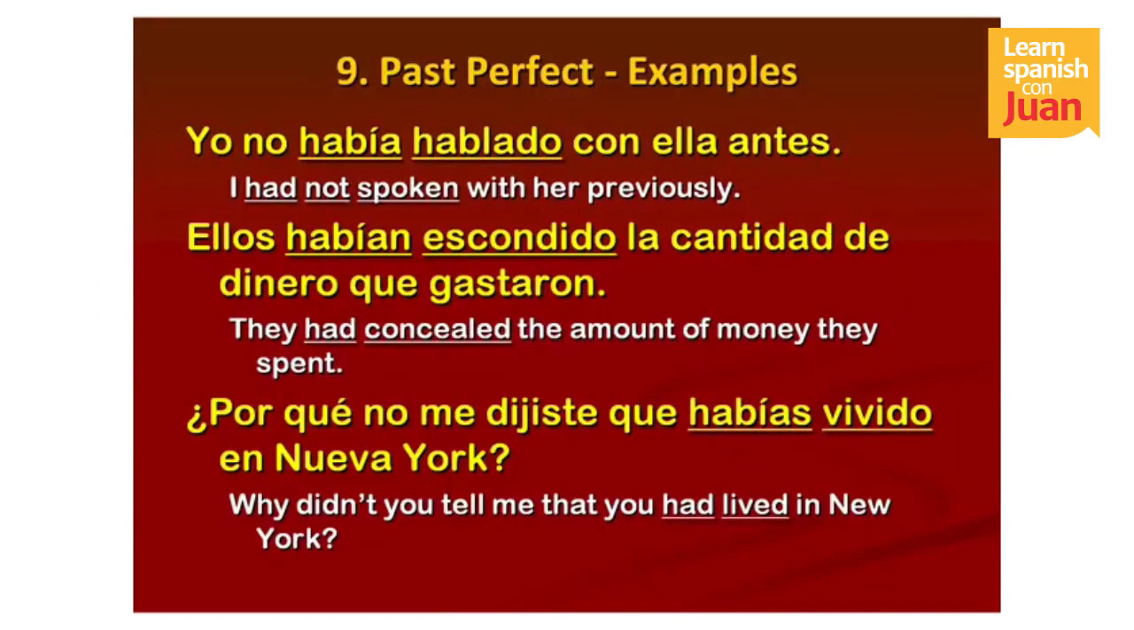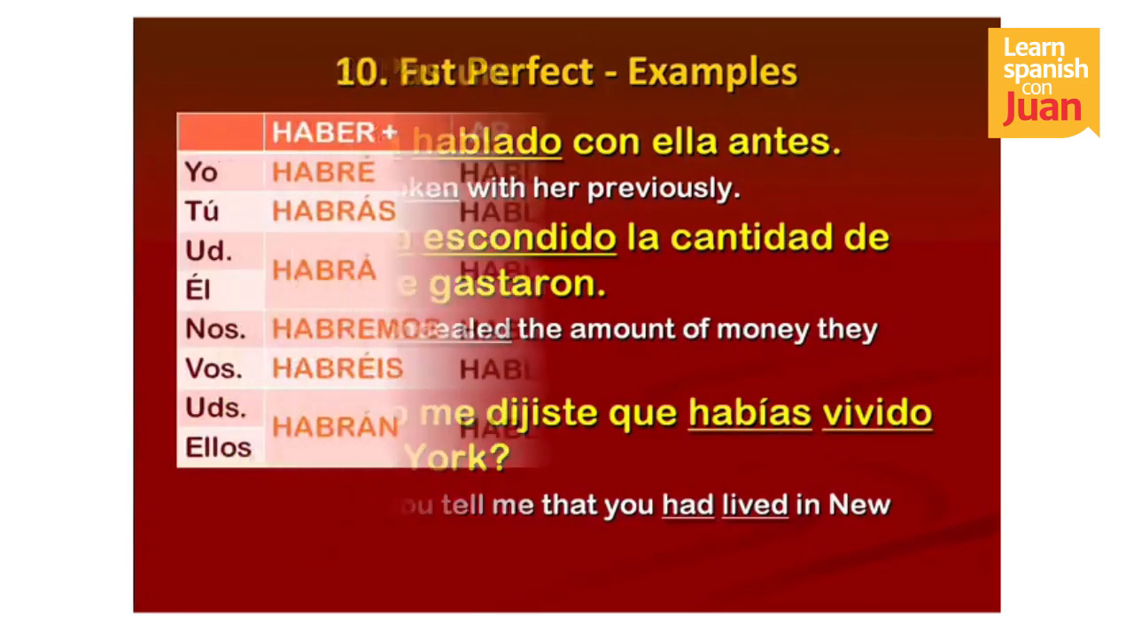Now in terms of usage, let's look at these examples. Yo no había hablado con ella antes. I had not spoken with her previously. Ellos habían escondido la cantidad de dinero que gastaron. They had concealed the amount of money they spent. ¿Por qué no me dijiste que habías vivido en Nueva York? Why didn't you tell me that you had lived in New York? So we're using the past perfect or pluperfect, right, generally to express that someone had done something prior to another moment that's also in the past.